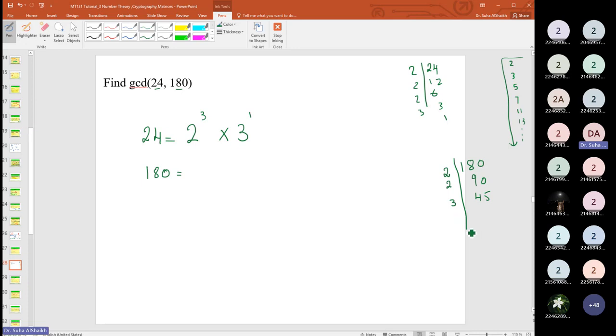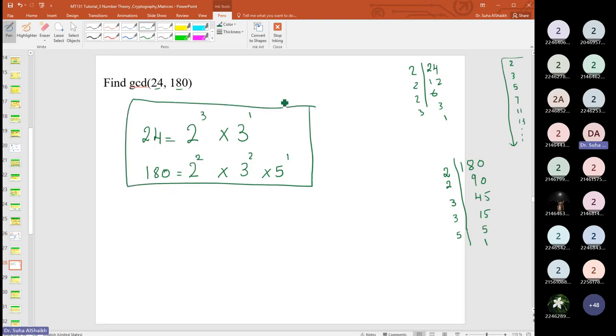And it is divisible by 3, and the result is 15. Divisible by 3, the result is 5. Divisible by 5, and the result is 1. So it is 2, 2, 3, 3, and 5. So this is 2 power 2, 3 power 2, and here I have 5 power 1.